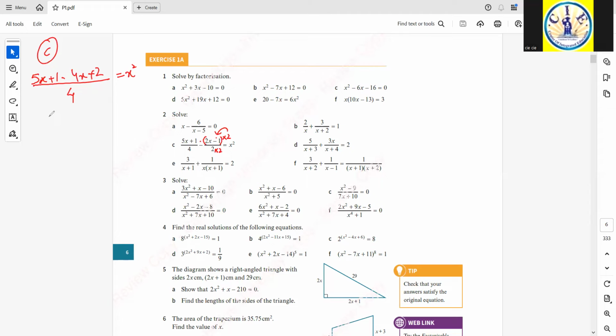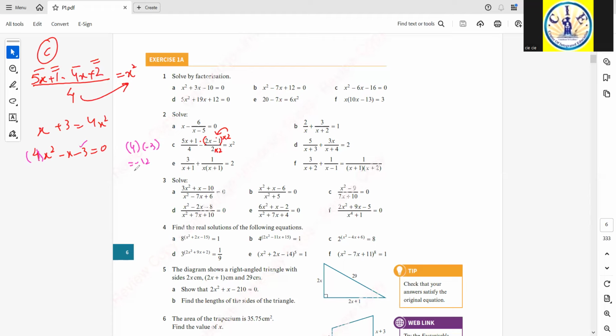So now a cross multiplication and a simplification on the left side: 5x minus 4x, that is just x, and 1 plus 2, that is 3, and shifting this to the other side, that is 4x squared. So 4x squared minus x minus 3 equals 0. So now 4 is this, and then this is negative 3. So this is negative 12.